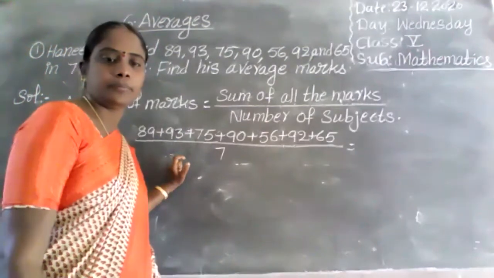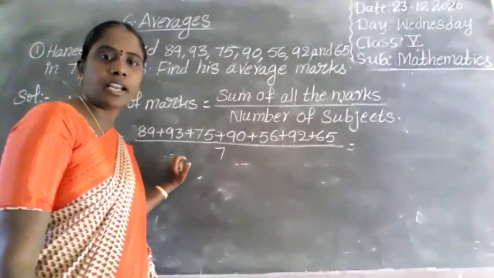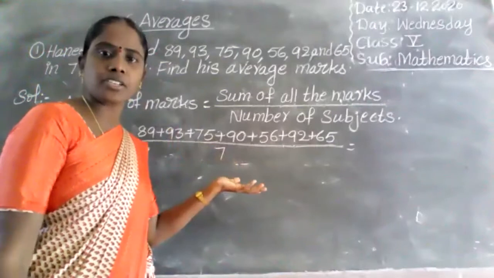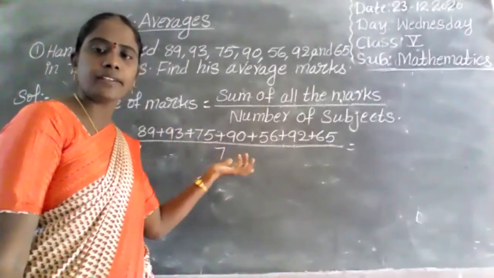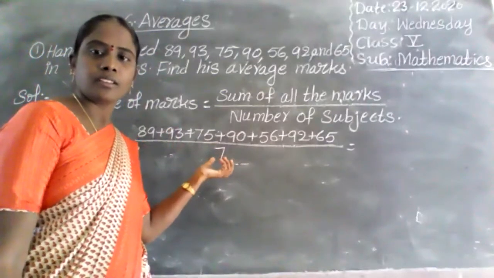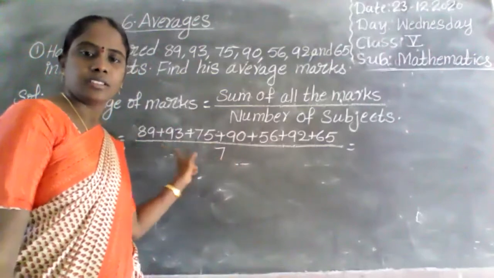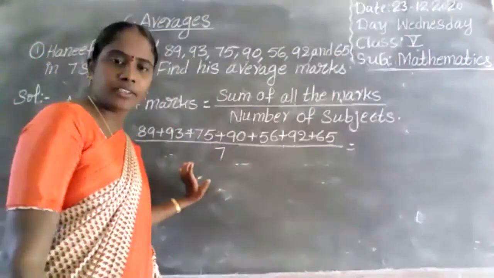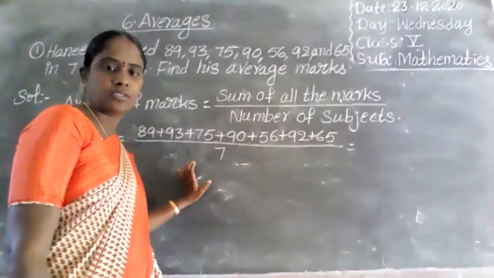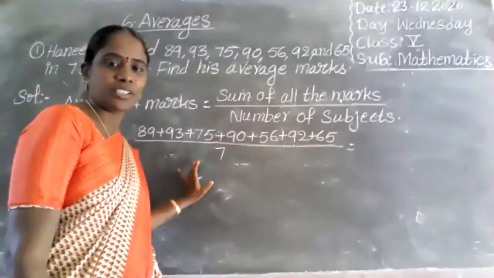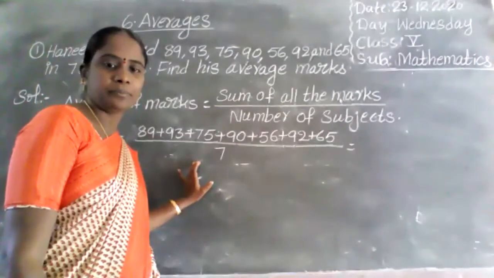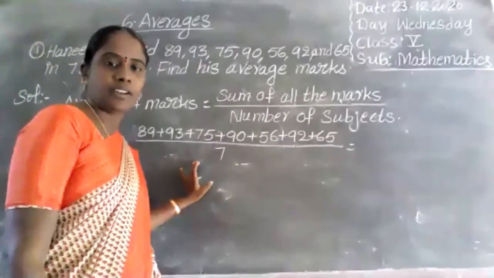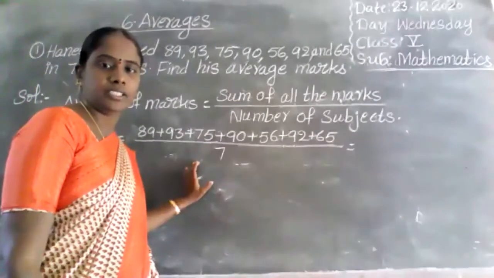Say anyone. Try first. You know addition already. How to add? Just add fast. 520 is wrong. Once again count, good boy. Pritam, once again count. Not 520.